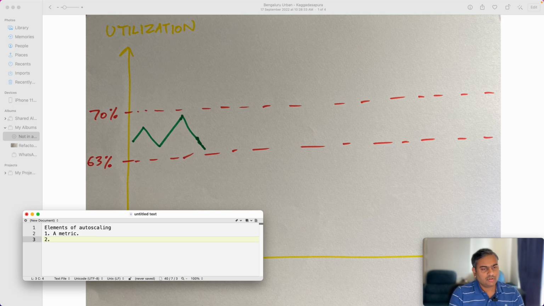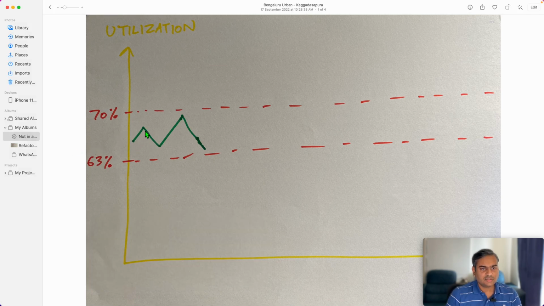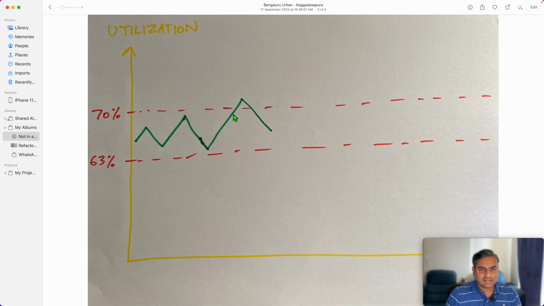Then you have an upper bound, like 70%, and a lower bound. In this example, the lower bound is 90% of the upper bound. So what happens here? In this graph, as the utilization keeps fluctuating within the bounds, the system neither scales up nor scales down. And let's say the system experiences high utilization for a short while. Does the system scale up here? No, it doesn't. It doesn't overreact to temporary blips.